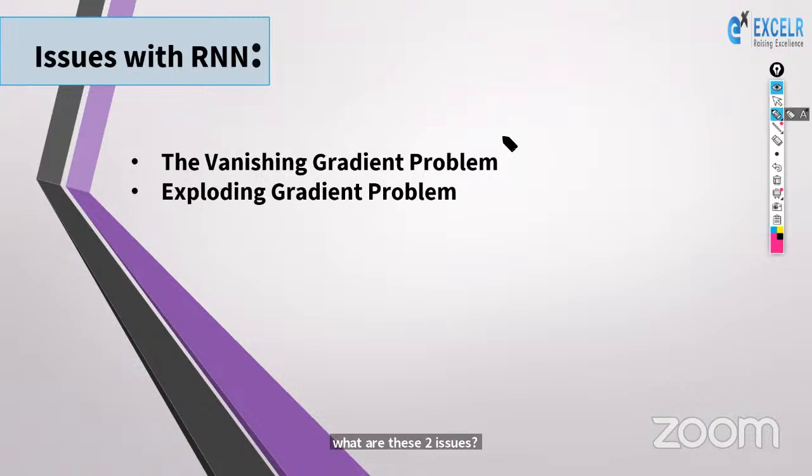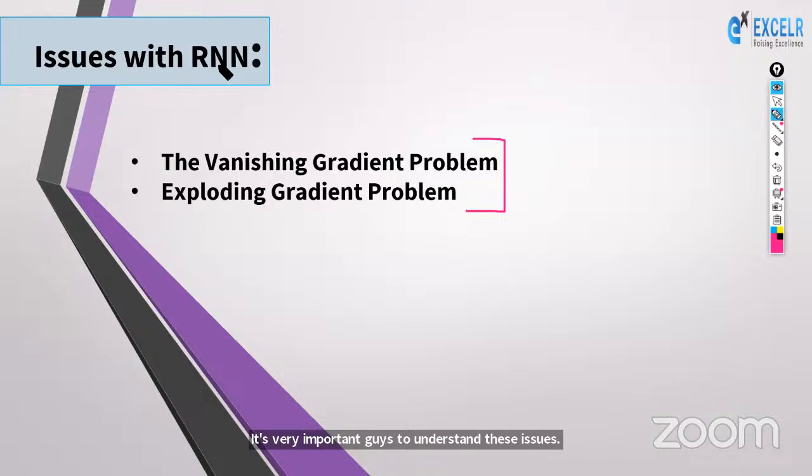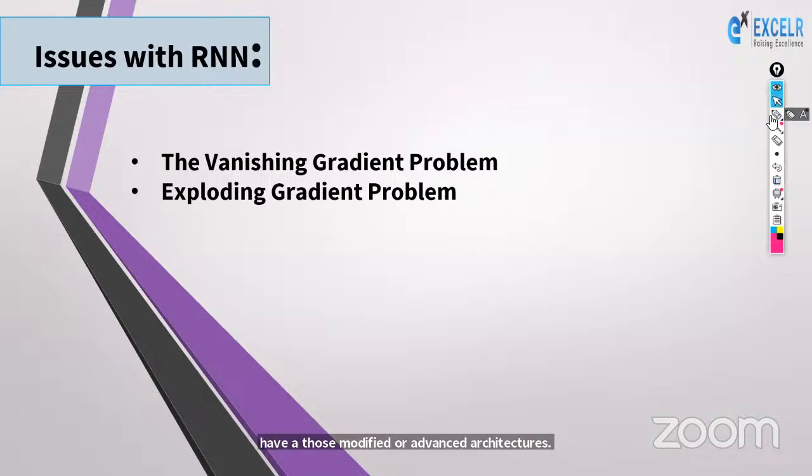It's very important, guys, to understand these issues because whatever advanced architecture or whatever modified form of the RNN architecture we have, there is a link to this kind of a problem. That's why we have those modified or advanced architectures. So let's see what is the vanishing gradient problem.